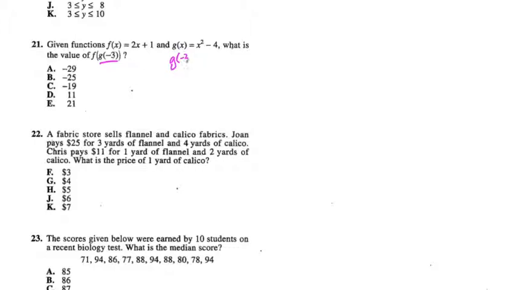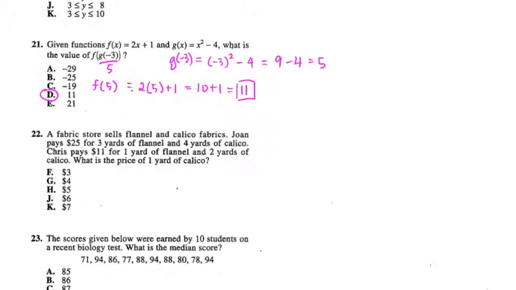The first thing we have to do is what's inside, g of negative 3. G of negative 3 would be plugging in negative 3 into the x, square that, minus 4. Negative 3 squared is 9, minus 4, which is 5. That means g of negative 3 is 5. So that's really f of 5. F of 5 is 2 times 5 plus 1, which is 10 plus 1. 11 is our answer. Answer choice D.